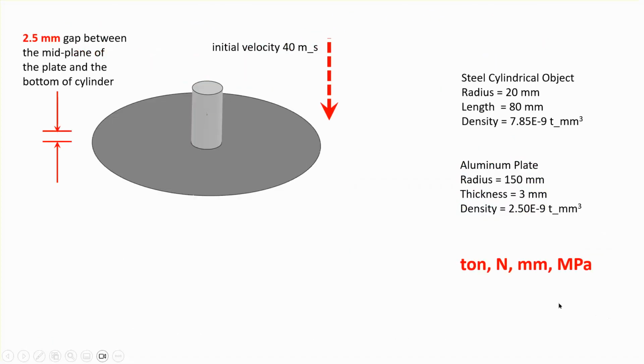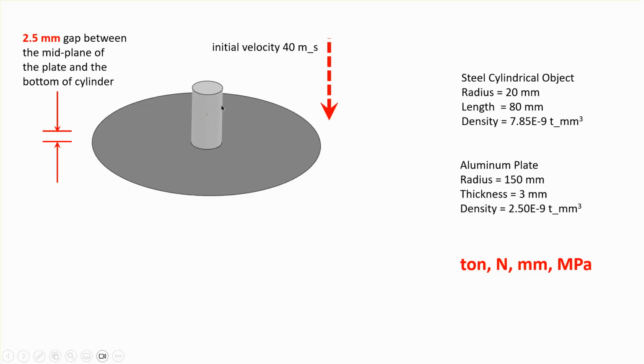Okay, so here's the situation. There is an initial gap of 2.5 millimeters between the bottom of the cylinder and the mid plane of the plate. Okay, and I'm assuming that the cylinder is moving with an initial velocity of 40 meters per second. The dimensions are given here. The plate is made out of aluminum, but the impacting object is modeled as a steel.